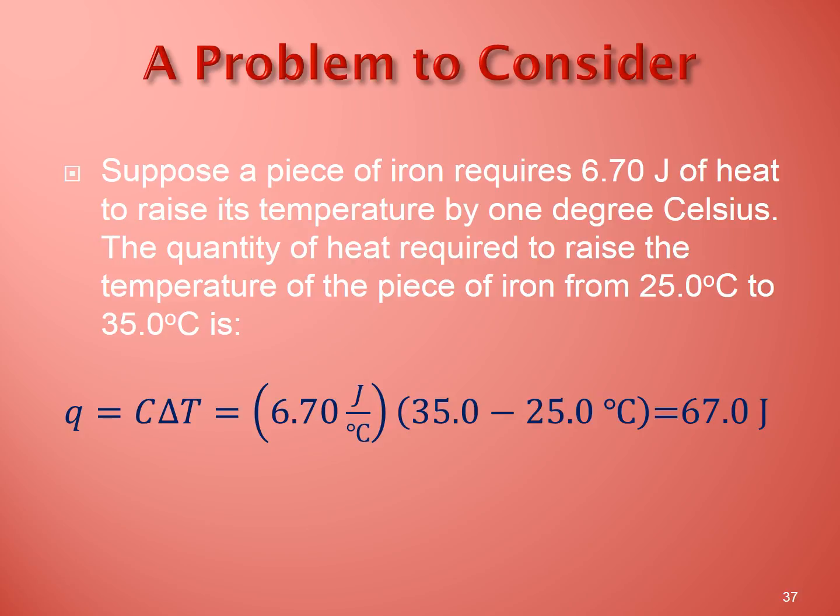Just note that if the temperature was coming down from 35 to 25, delta T would be negative 10, and so the heat would end up being negative 67 joules, and the negative just means that it's being emitted rather than absorbed.